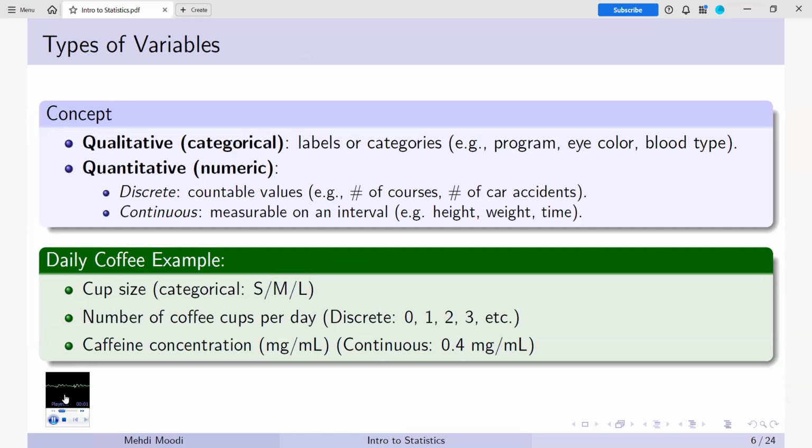Variables are just characteristics we measure. First split, qualitative versus quantitative. Qualitative variables describe categories, like program of study, eye color, or favorite pizza topping. No math involved. You can't average pepperoni and mushroom.